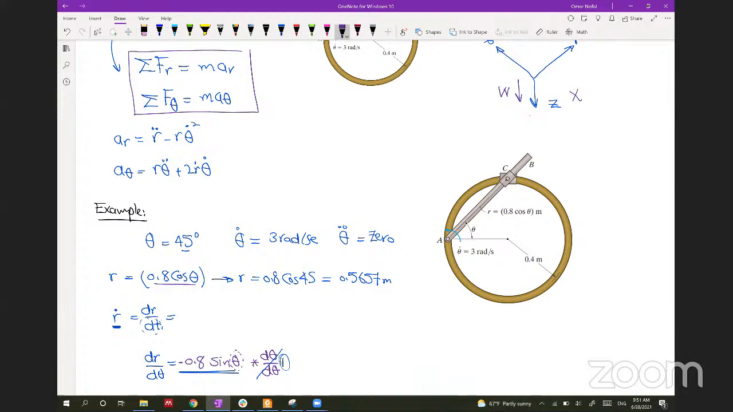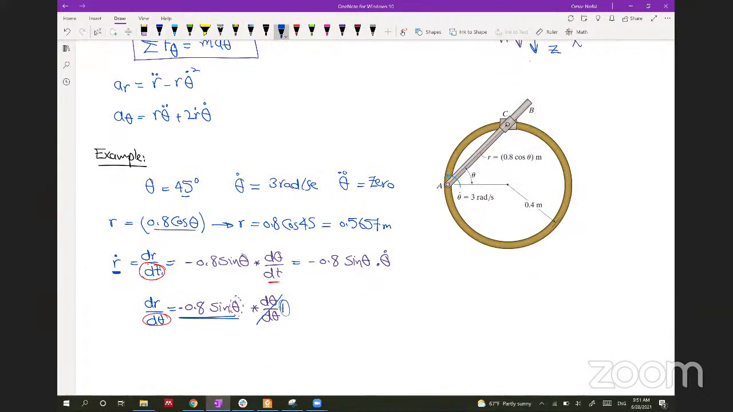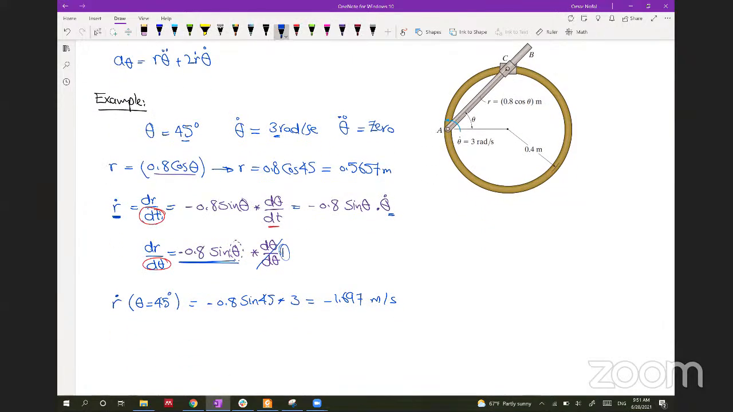So this will be equal to negative 0.8 sine theta multiplied by the derivative of theta with respect to t, because I'm differentiating with respect to t, not theta. So I have to include this outside. This will be equal to negative 0.8 sine theta, theta dot. If I want to get r dot at theta equal to 45 degrees, let's substitute: negative 0.8 sine 45 multiplied by theta dot, which is 3 radians per second. When you do this multiplication, it is negative 1.697 meters per second. So let's get r double dot.